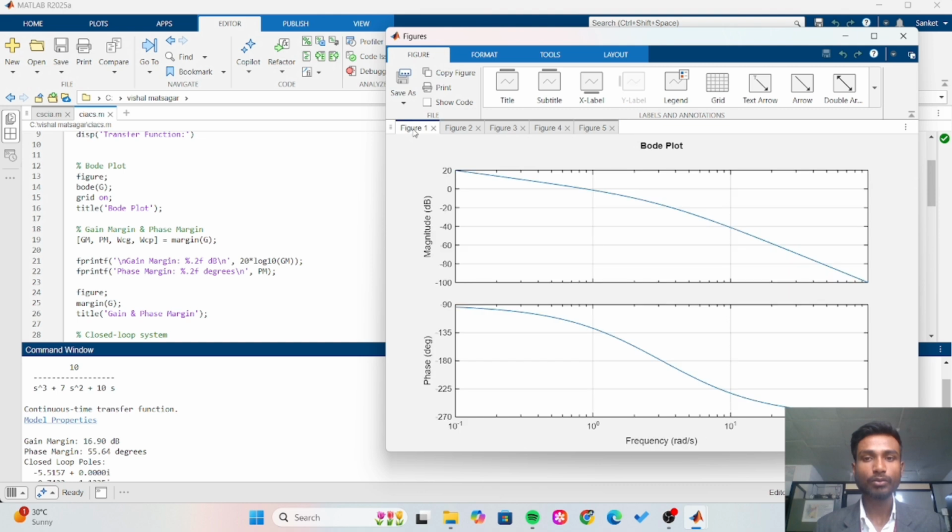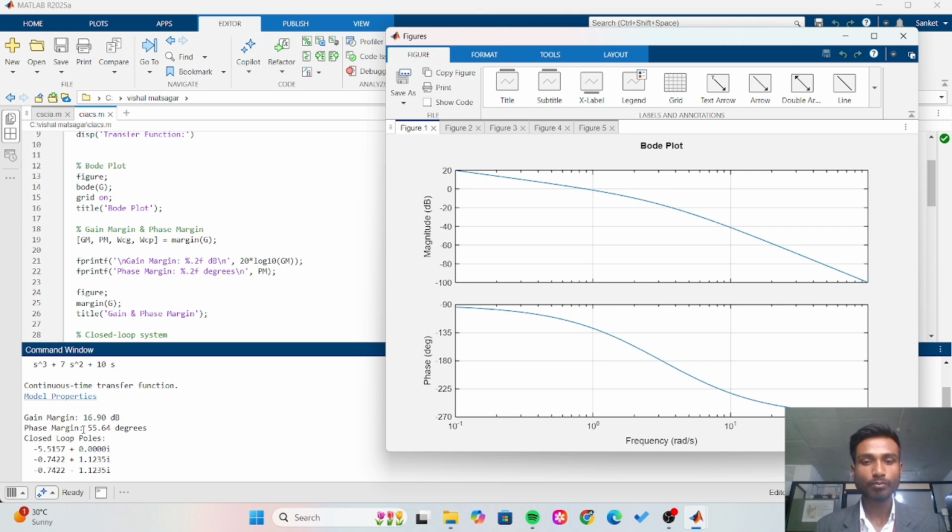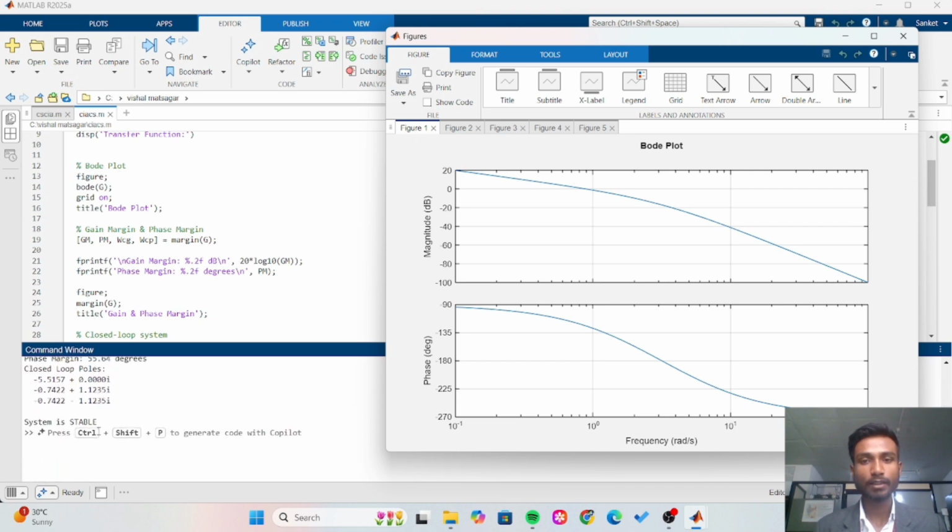After running this code, we'll get these five figures, and also here the transfer function with gain margin and phase margin, and here we see that the system is fully stable. So we'll see how the Bode plot comes. First, the Bode plot is obtained.